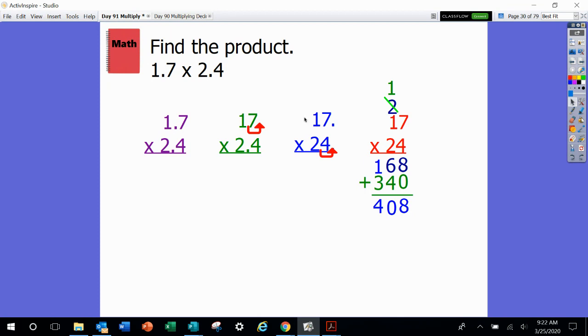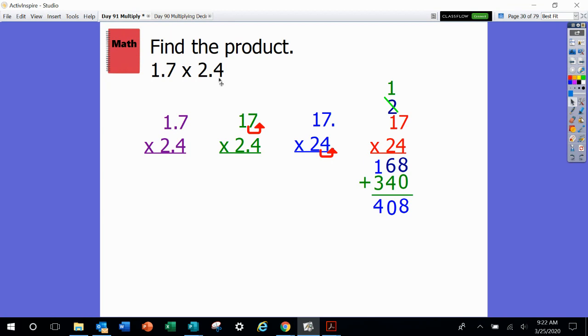No, of course not, because if I look back at my original problem, 1 and 7/10 times 2 and 4/10, that just wouldn't make sense. Let's say I rounded this to 2, I rounded this to 2. 2 times 2 is 4. 408 does not make sense. 2 times 2 gets nowhere close to 408. So instead, we need to think about it with these decimals, okay?